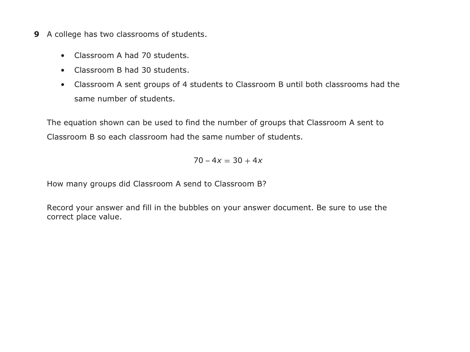A college has two classrooms of students. Classroom A has 70 students, and classroom B has 30 students. Classroom A sent groups of four to classroom B until both classrooms had the same number of students. The equation shown below is used to find the number of groups that classroom A sent to classroom B so that they had the same number of students. So they're sending four students in a group, so minus 4x here, and then they're picking up 4x here. So how many groups did they send from A to B?